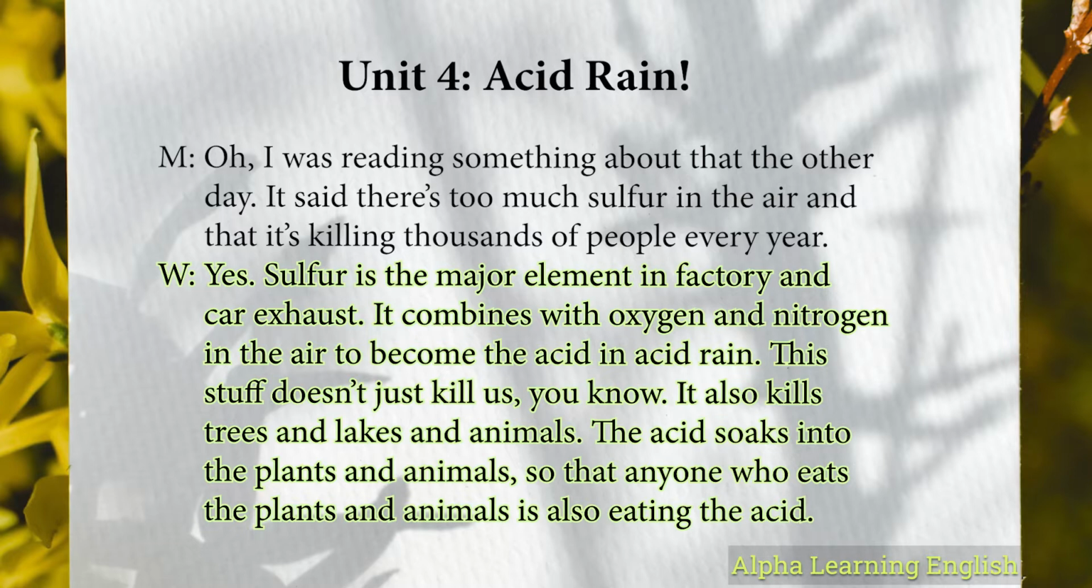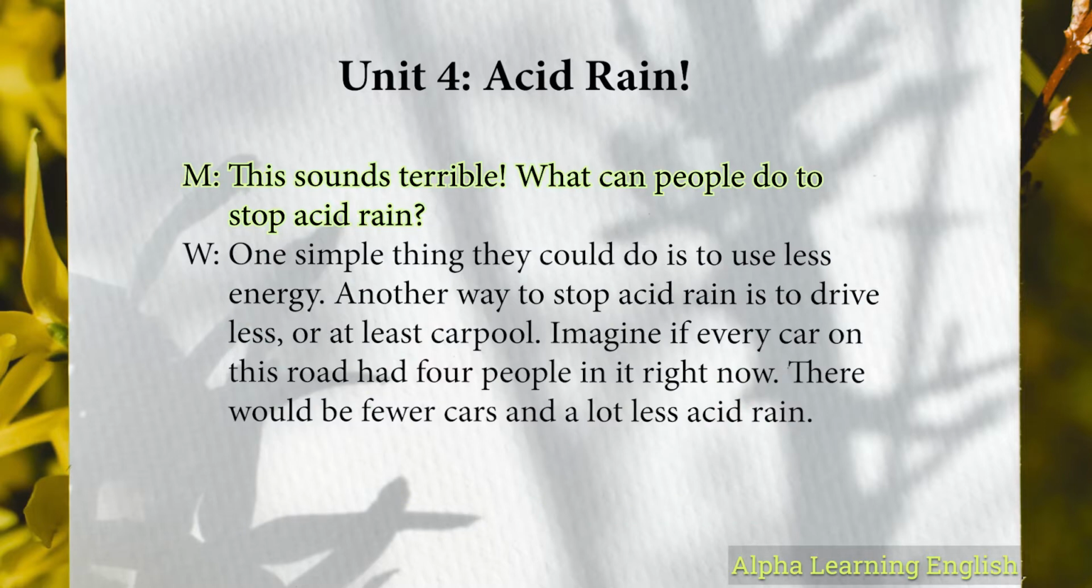This stuff doesn't just kill us, you know. It also kills trees and lakes and animals. The acid soaks into the plants and animals so that anyone who eats the plants and animals is also eating the acid. This sounds terrible. What can people do to stop acid rain?